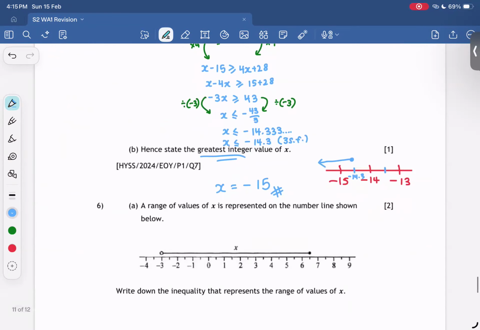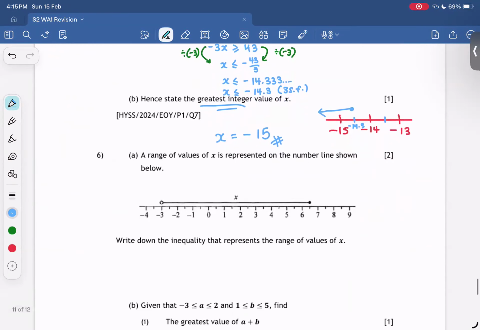So let's take a look at question 6a. A range of values of x is represented on the number line over here. So this question will be weird. They actually gave you the solution, how it's being represented on the number line. So they say write down the inequality that represents the range of the values of x over here. So what I'm going to do is I will write down what I understand from the number line here.